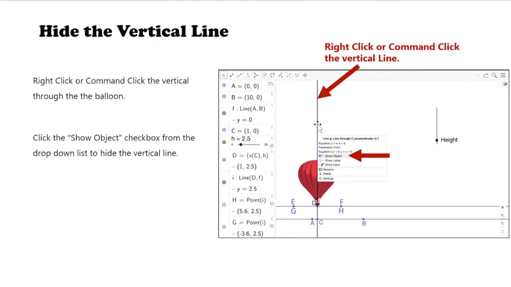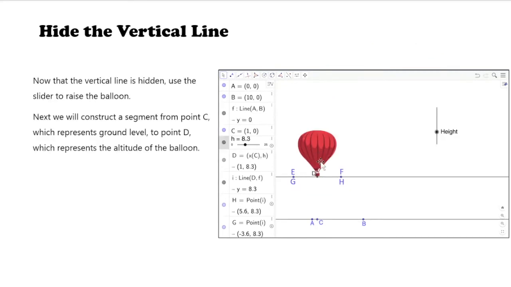So now we're going to hide that vertical line. We don't want it to be viewed in our worksheet. If you right click or command click, the available options say show object. If we just take that checkbox out from the show object, that vertical line will not be visible. And now when you slide your height tool, your balloon's going up and down without that vertical line being in the scene.